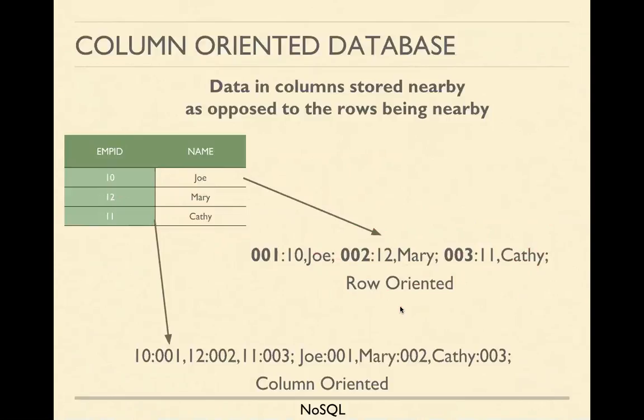Sometimes researchers found that if we store it column wise and then compress the data, it is going to save more space. Therefore they came up with the idea called column oriented way of storing data, meaning first 10, 12, 11, then Joe, Mary, Kathy. This is how the data would look on the disk. So this is the difference between row oriented and column oriented.